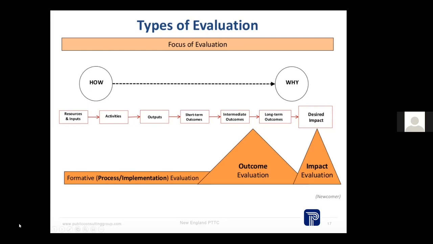Oftentimes people will spend less time on the formative evaluation because what funders and different decision makers want is the outcomes. But if you're only looking at the outcomes and you're not meeting your targets or goals of a project, and you did not collect process or formative evaluation findings, it's very difficult to explain why the intended targets weren't met. So formative evaluation is incredibly important, and really helps with continuous quality improvement. Next slide.